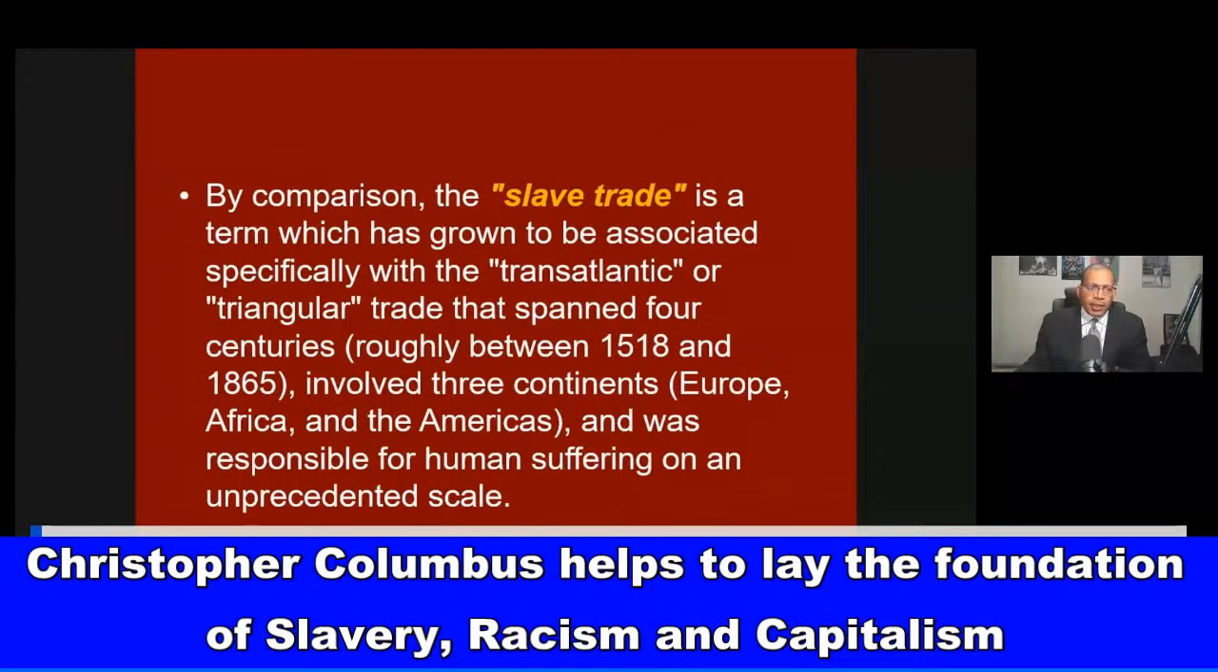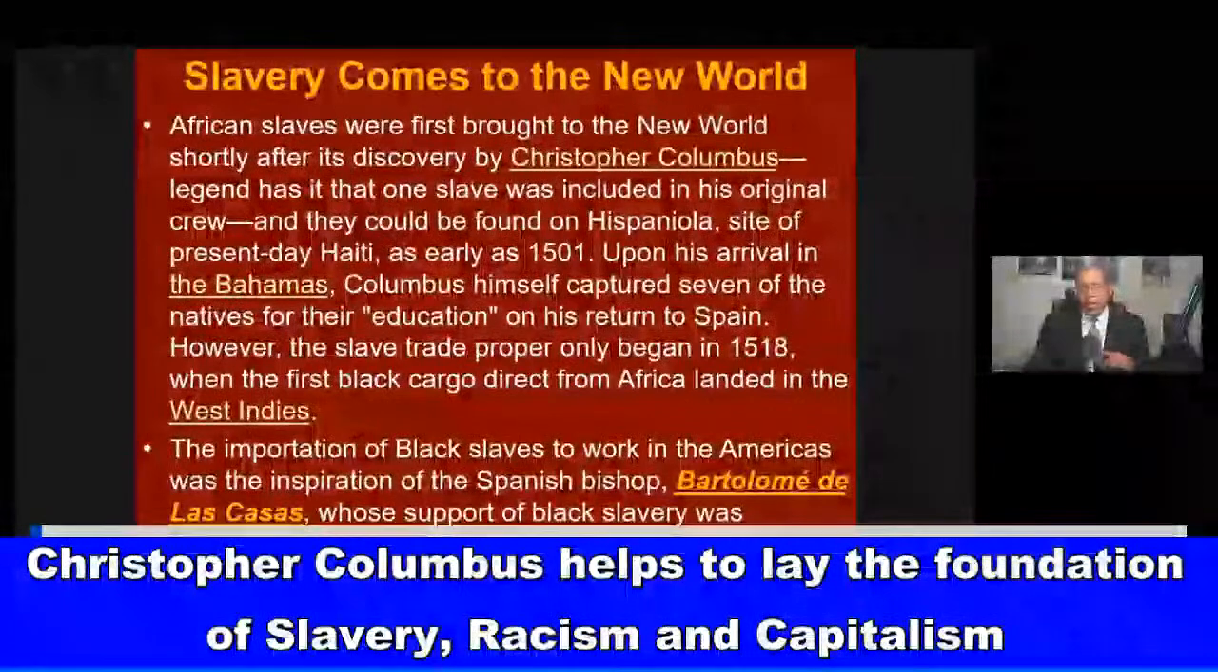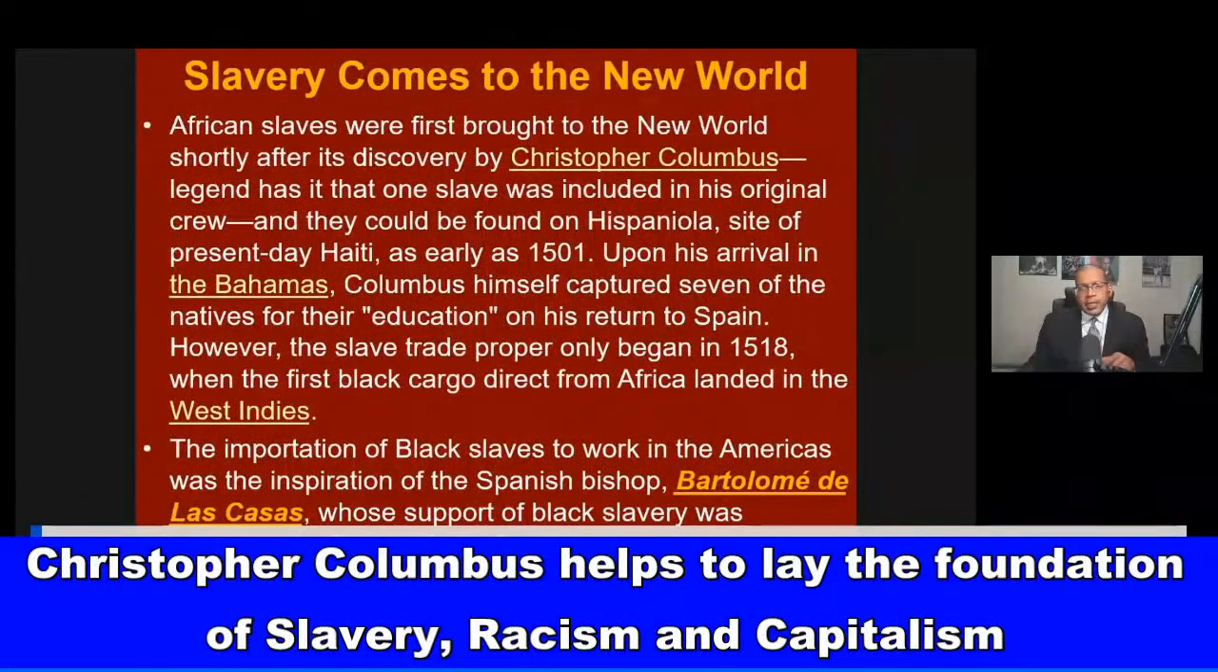Now, Brazil doesn't abolish slavery until 1888. 1865 is when it is abolished in the United States, but Cuba abolishes it in 1886, and it's 1888 in Brazil. Now, slavery comes to the New World. African slaves were first brought to the New World shortly after the discovery by Christopher Columbus of the so-called New World.